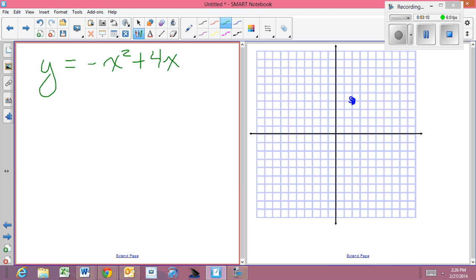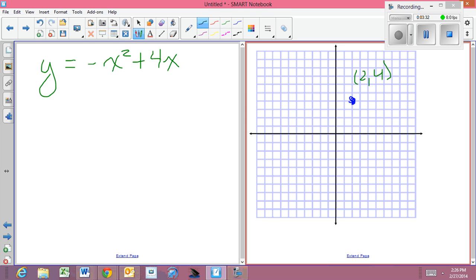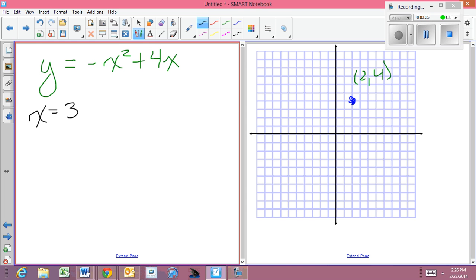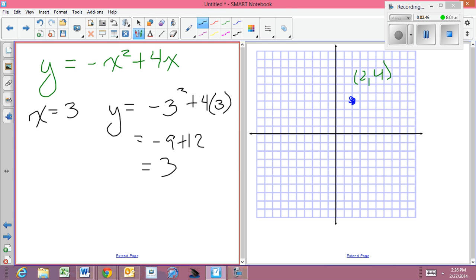All you need to do is randomly choose 4 values for x, plug them in, solve for y. The closer you stay to the vertex, the easier the numbers are going to be to work with. So my vertex occurs at 2, 4. So I'm going to pick the numbers that are closest to x equals 2. So I'm going to go one direction to the right, and I'm going to choose x equals 3. And I'm going to plug it into my equation and just solve for y. Y equals -3 squared plus 4 times 3. So -9 plus 12. So y equals 3. So that means the point 3, 3 is another point on my parabola.